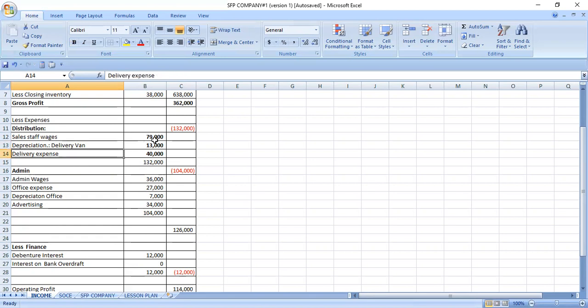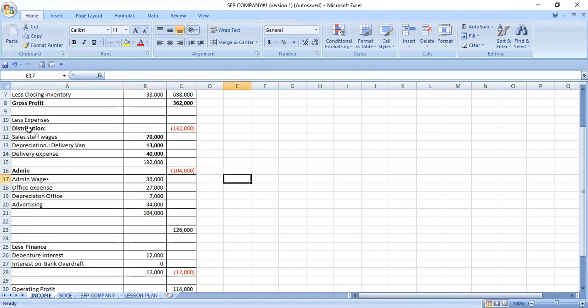They are under distribution. We've got delivery van depreciation, delivery expenses. You add the 3, then you get your total. You push the total to the last column. You can just do this part as you're working somewhere, then you transfer this as your final figure, 132,000. Then you are supposed to calculate also your admin expenses. If you add these ones, you will find that the total is $104,000.